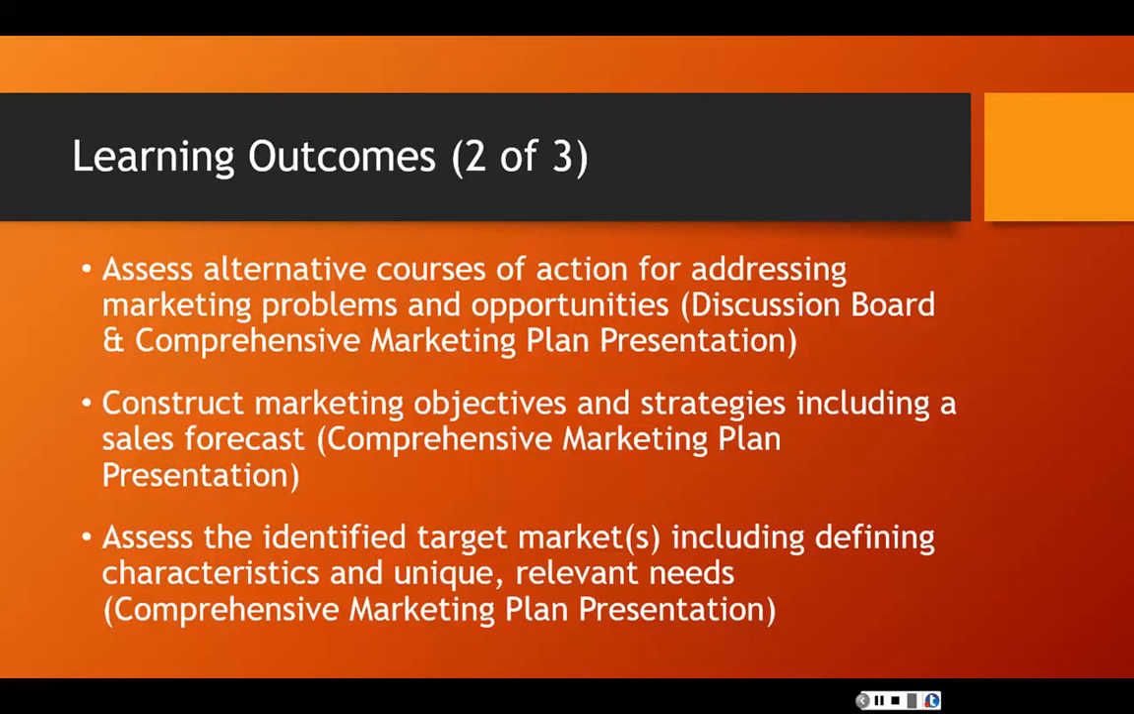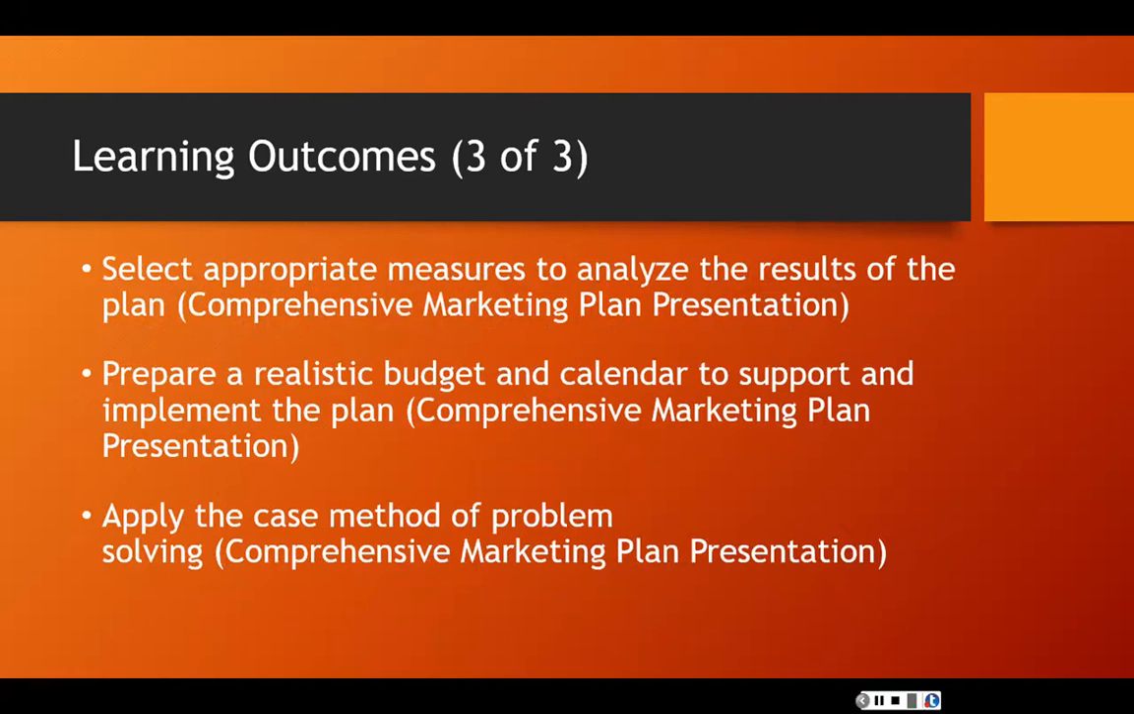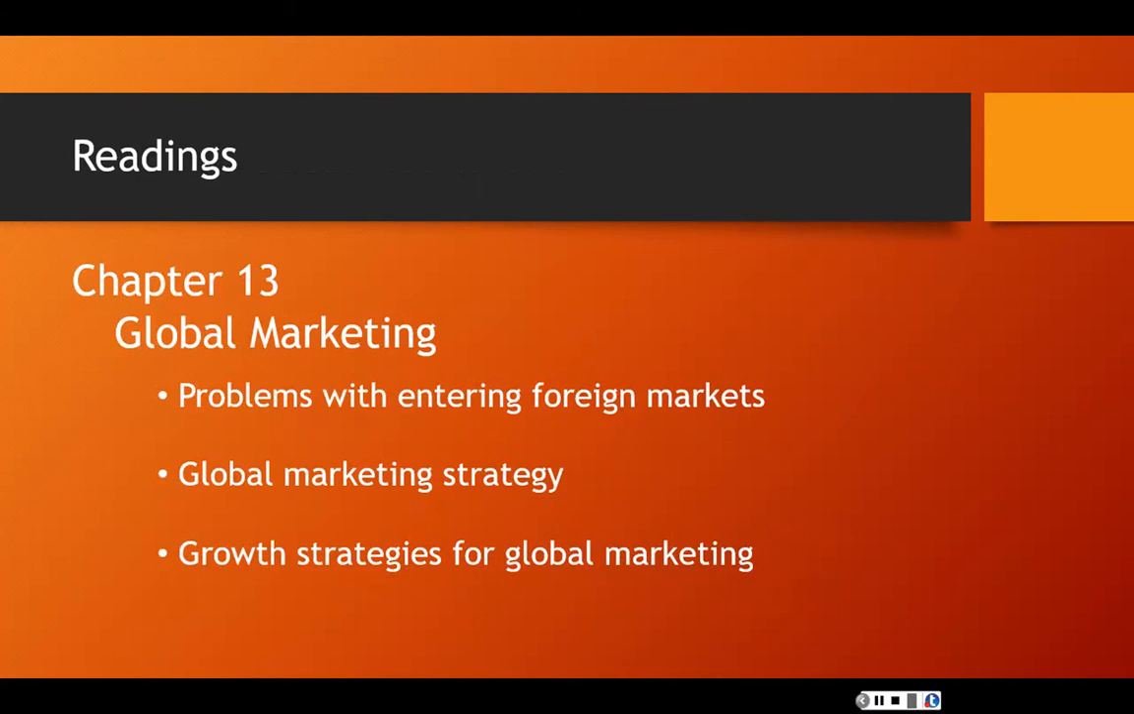And then you can see some more. I'm not going to read all these. These are all in our materials for this week. But there's a lot that hopefully you should learn, and they're all coming from that presentation that you're going to make about your marketing plan.